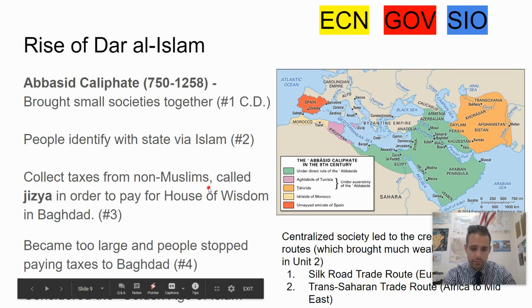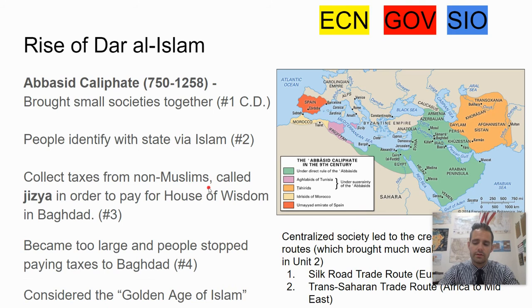The last part down there is that this is considered the golden age of Islam. This is Islam at its height because it is so powerful, it's so large, and it's wonderful.